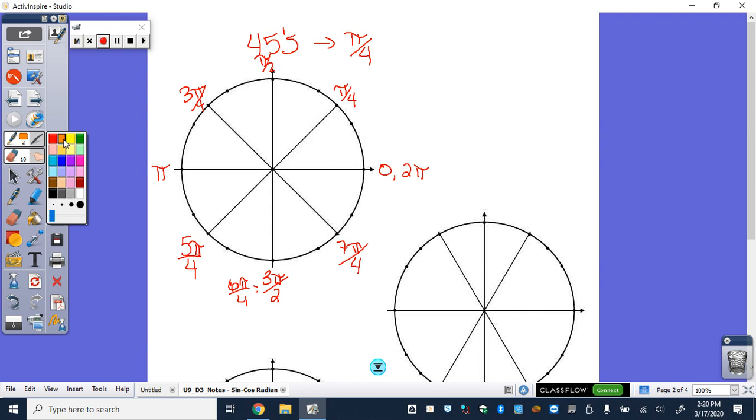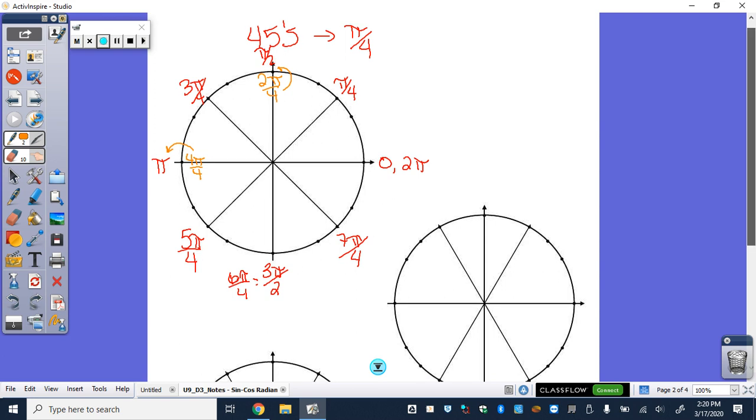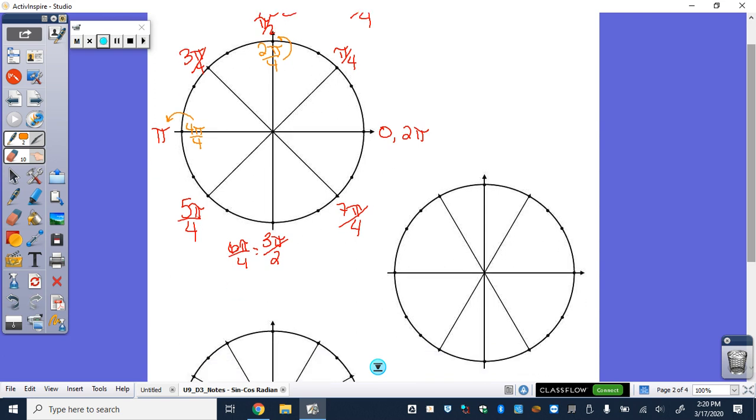So again, as I was saying, this is pi over 4. This was 2 pi over 4, which reduces. 3 pi over 4. 4 pi over 4 reduces to that. 5 pi over 4, 6 pi over 4, 7 pi over 4. You reduce where you can. So those are the 45s in radian measure if you are looking at your unit circle.